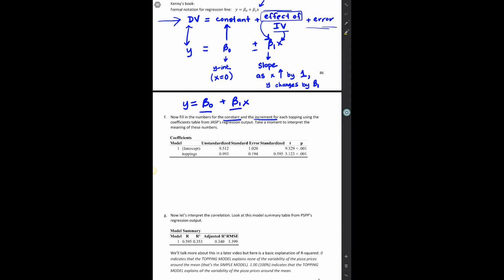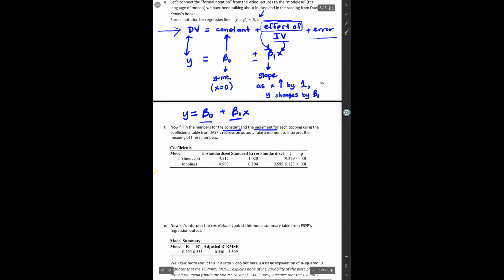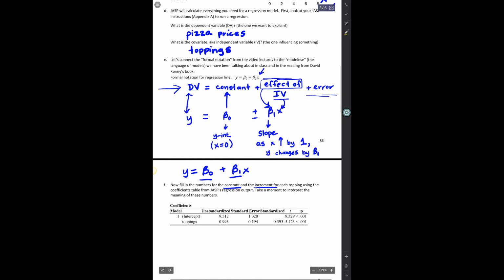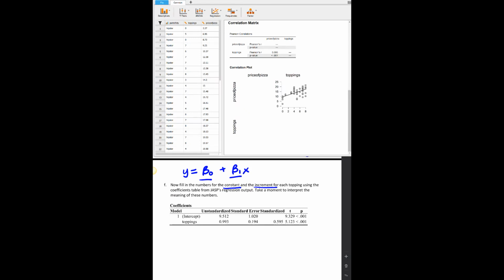Now this information is going to come from our output from JASP. So we're going to switch back over so I can demonstrate how we do this in JASP. Again, we're going to go into regression, and this time we're going to run a linear regression. The second option that you see is the one you want to select.